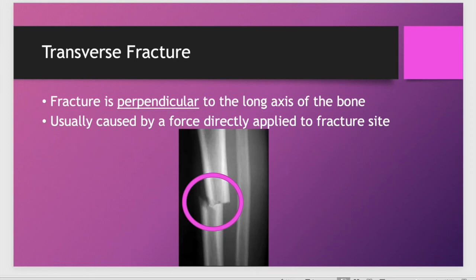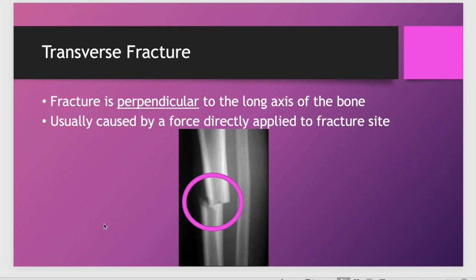The first type of fracture we have is a transverse fracture, where the fracture is perpendicular to the long axis of the bone. So you can see right here, the fracture is pretty much straight across the length of that bone. On your notes, you also have a circle offset from the x-ray. Please make sure you move that circle over top of the x-ray to identify and make it easier to spot where that fracture is.